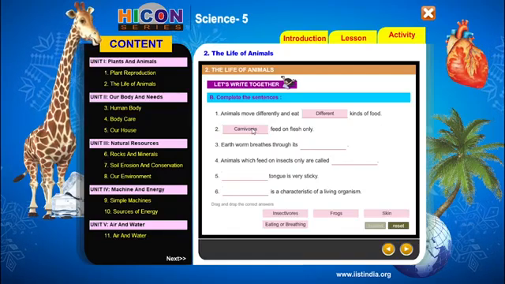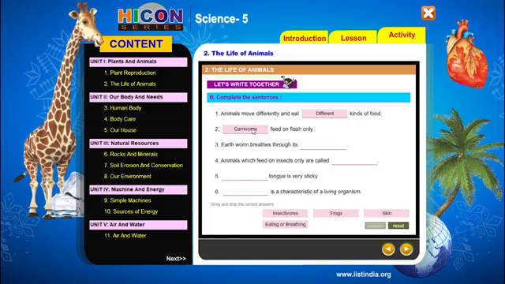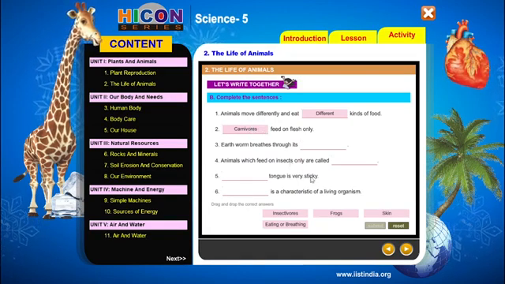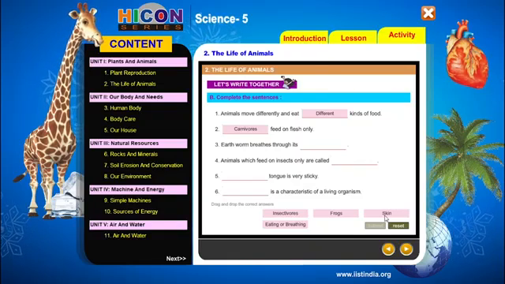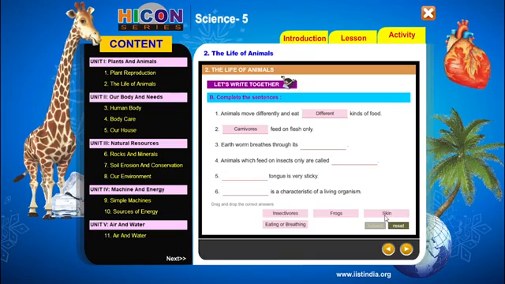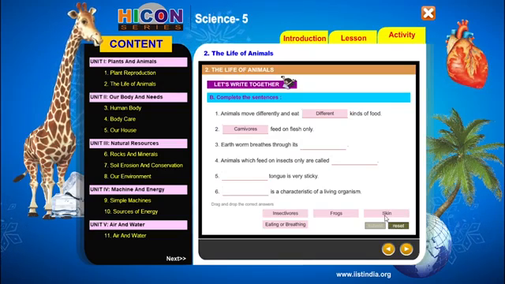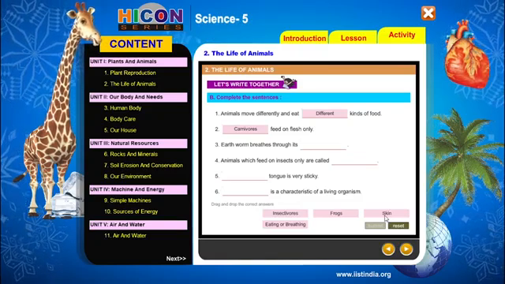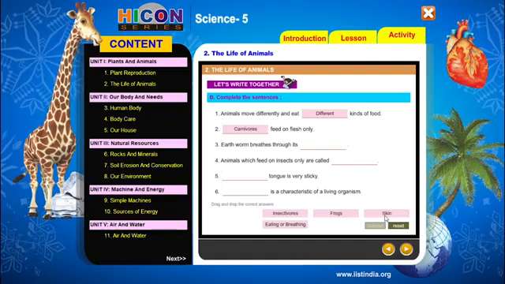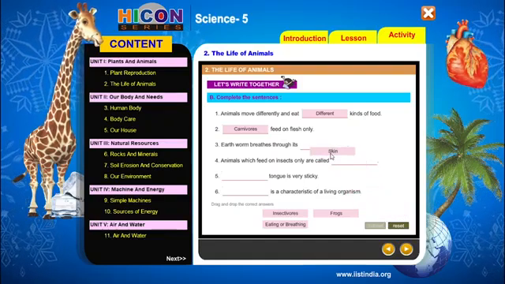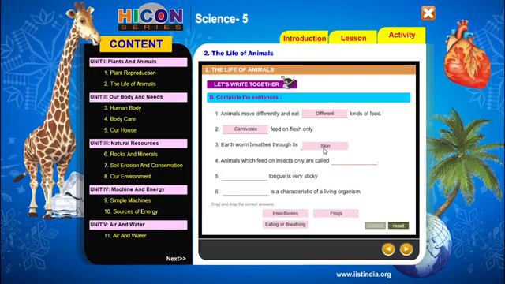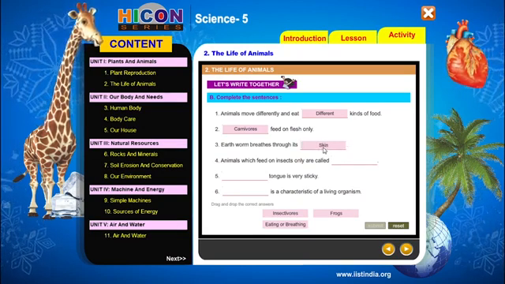Whereas earthworm breathes through its dash. So earthworm also breathes through its skin because the earthworm has a moist skin. That means the skin of the earthworm is always wet because it lies in the soil where the soil has moisture always. So that's why earthworm breathes through its skin. So the correct answer for the third sentence is skin. It means earthworm breathes through its moist skin.